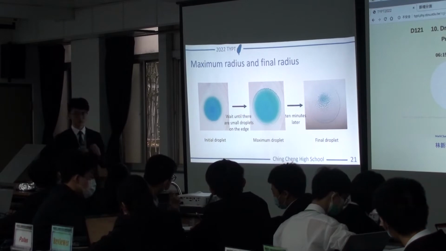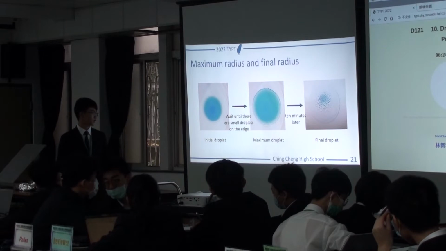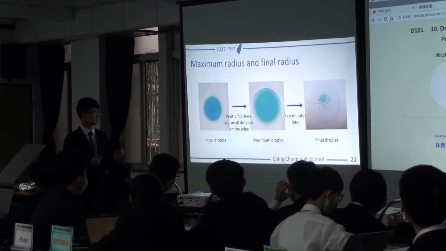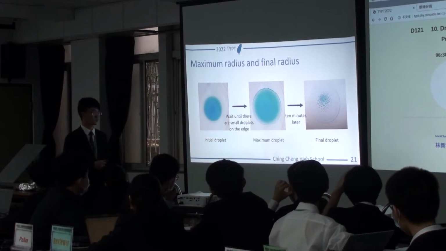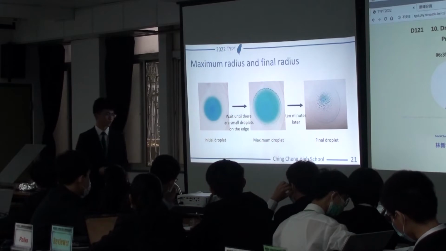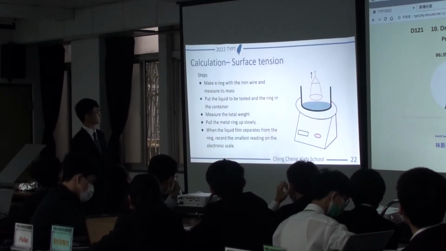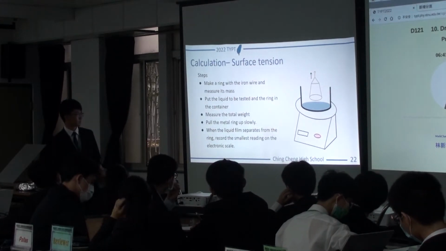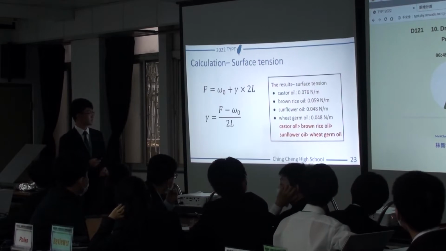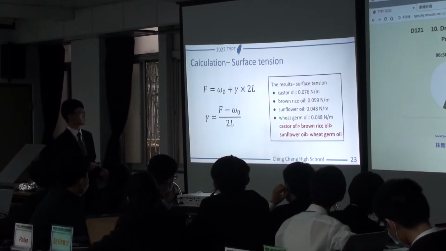When we drop a droplet into the oil, we call it an initial droplet. Until there are more small droplets on the edge, we call it a massive droplet. After 10 minutes, we recorded the radius, and it's called the final droplet. And this is the density. We measure the surface tension by subtracting the weight of the ring and dividing by the length of the ring, and we can get the surface tension.